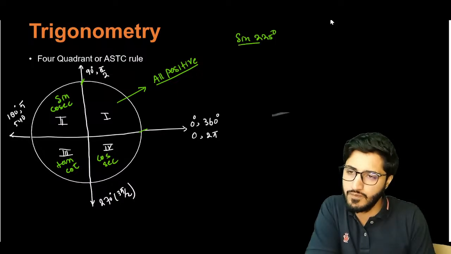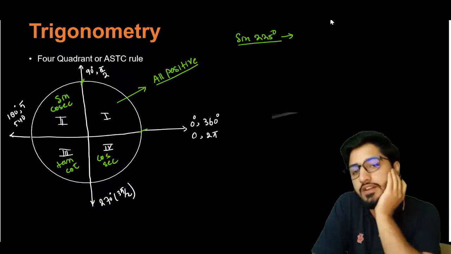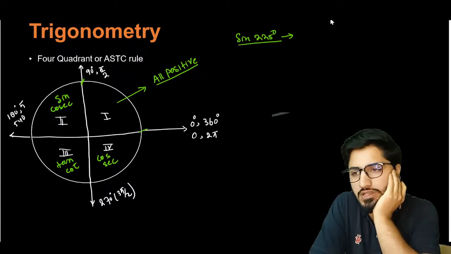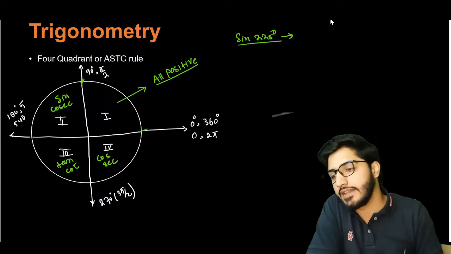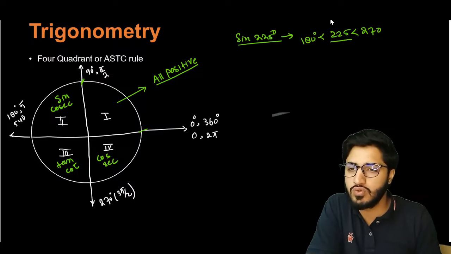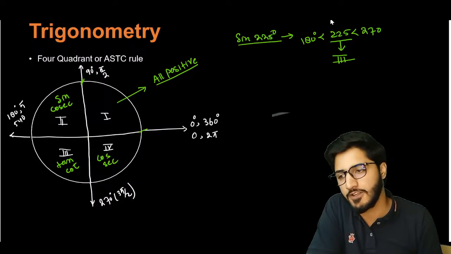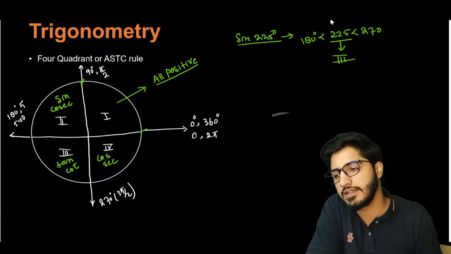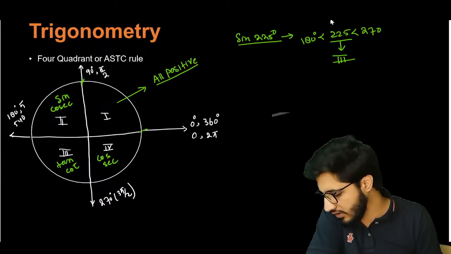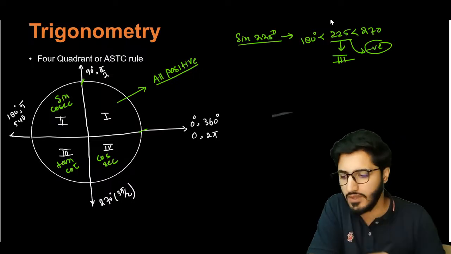Suppose we are having an angle like sine 225 degree. You need to give me the idea whether the value will become positive or negative. Okay, so we are having sine 225. I think the angle 225 is less than 270 and greater than 180, right? So the 225 will fall into the third quadrant. In the third quadrant only tan or cot is positive, rest of all are negative. So I can write this as negative. Clear?